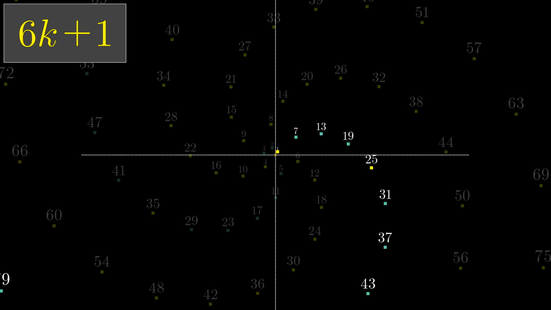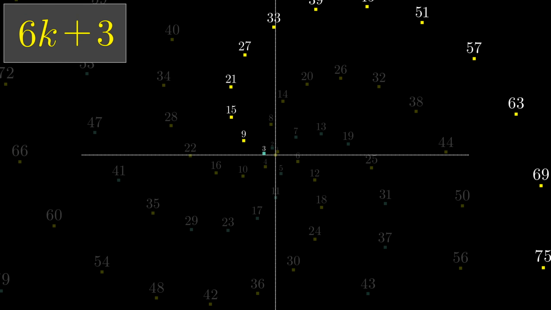Then the next one is every integer that's 1 above a multiple of 6. And then after that, it includes all the numbers 2 above a multiple of 6, and so on. Why is that?